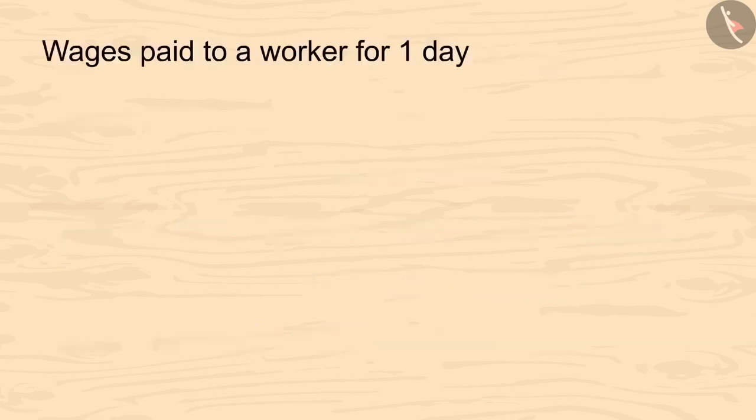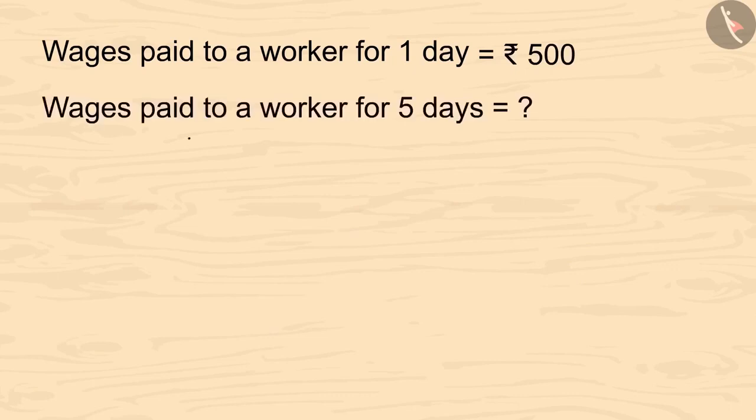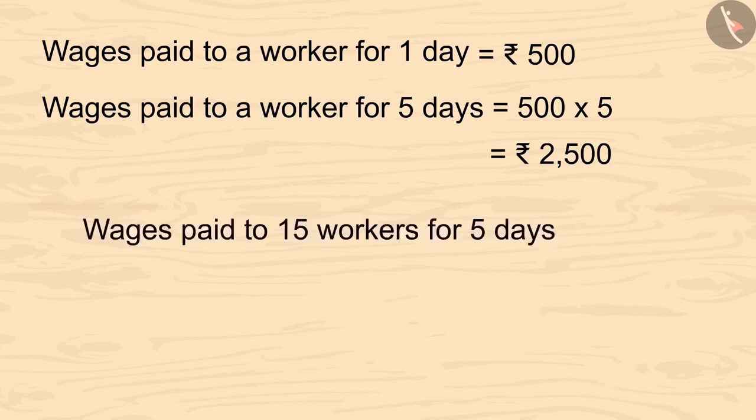Kareem pays 500 rupees to each worker for a day's work. So in total, how much money did Kareem pay them for 5 days of work? Kids, you can pause the video and calculate it. A worker got 500 rupees as wages for a day. So total wages for 5 days is 500 multiplied by 5, means 2,500 rupees. There were a total of 15 workers, so we'll multiply 15 by 2,500.